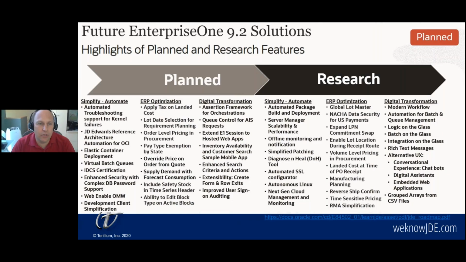When you look at 9.2, this is an eyesore of a chart, but you can see all the new types of features and functionality that JD Edwards is planning to release, looking at releasing, and researching to release. This is still coming down the road. Really, there's almost something for everyone on this list. These are things that are going to be delivered in a variety of different ways and packages.